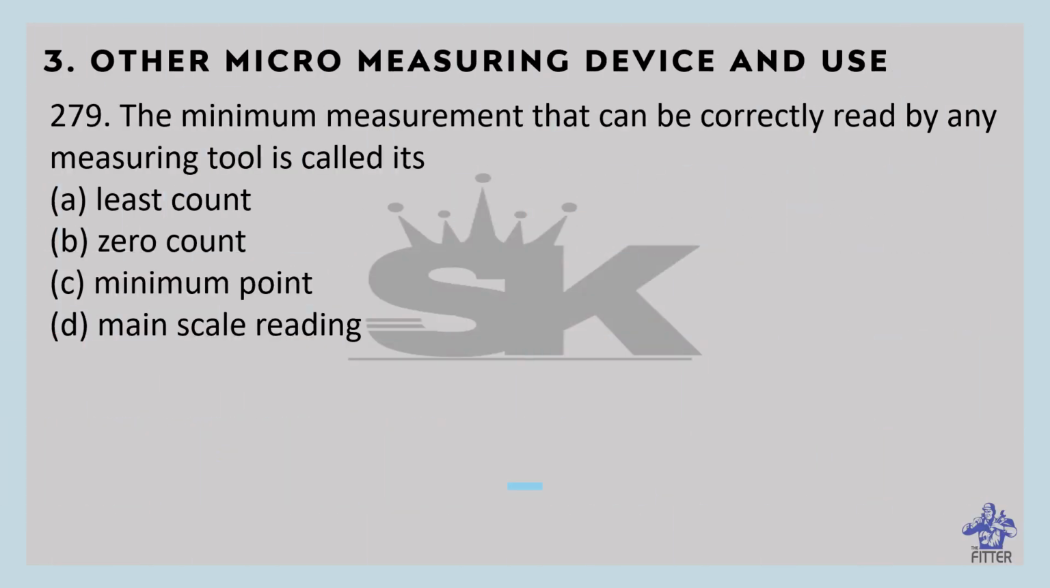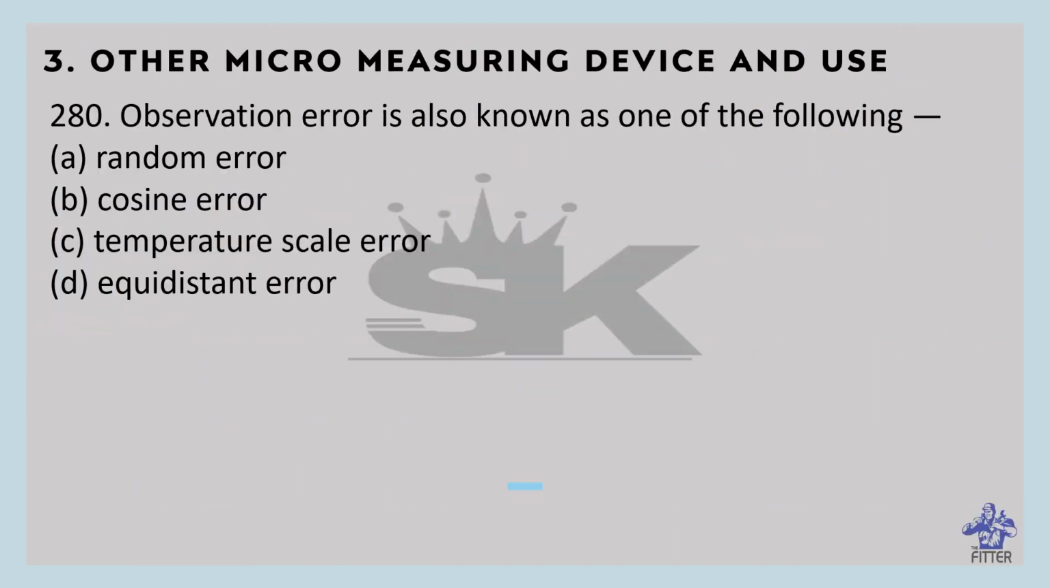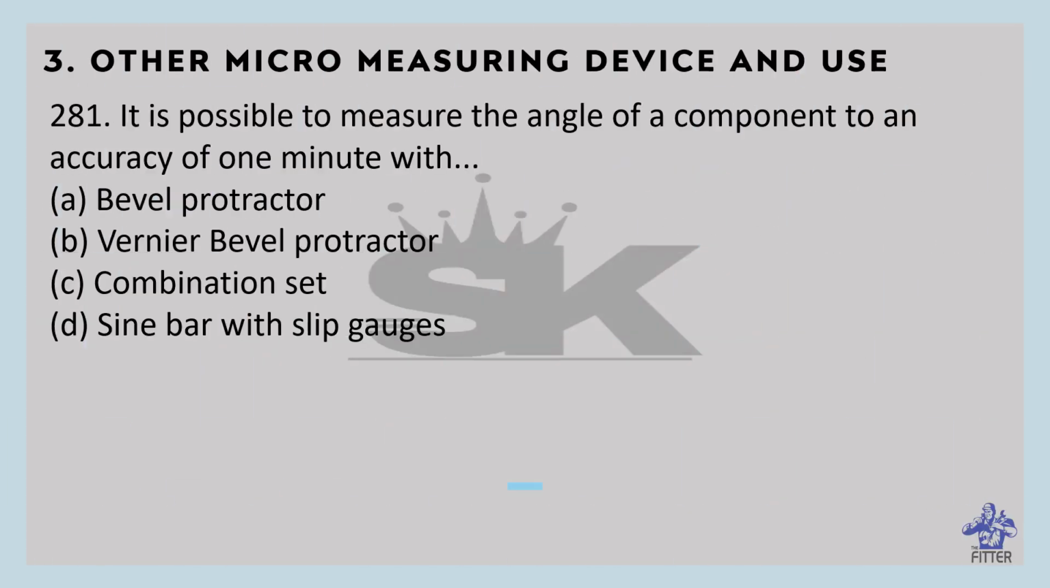The minimum measurement that can be correctly read by any measuring tool is called the least count. Observation error is also known as one of the following. So that is equidistance error. It is possible to measure the angle of a component to an accuracy of 1 minute with, so it is the sine bar with slip gauges.